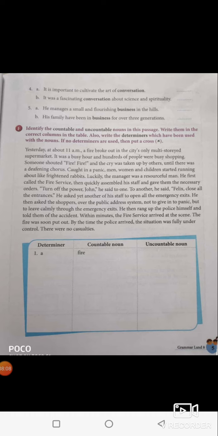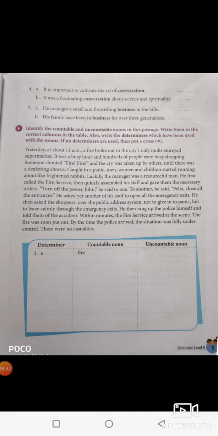He manages a small and flourishing business. It becomes countable, a small and flourishing business. Countable. His family have been in business for over 3 generations. This becomes uncountable. There is no singular form. So it becomes uncountable. Fine.